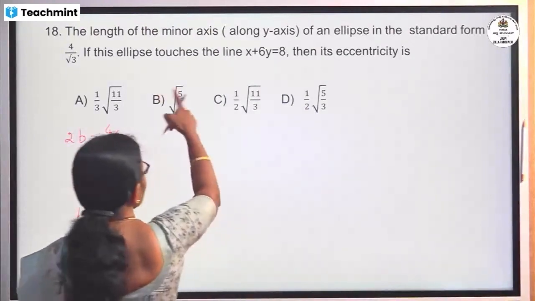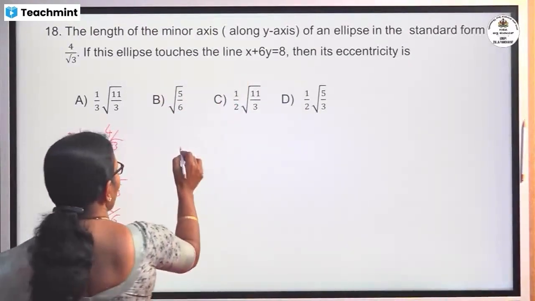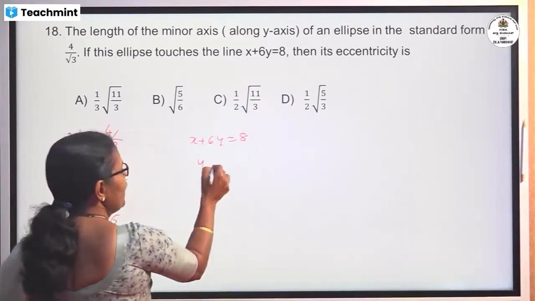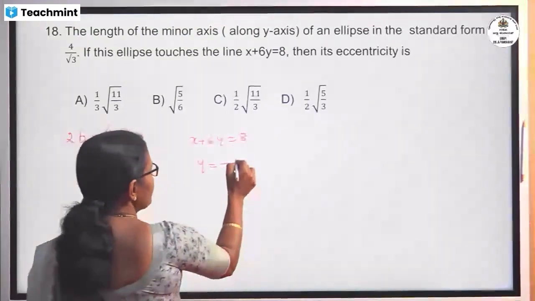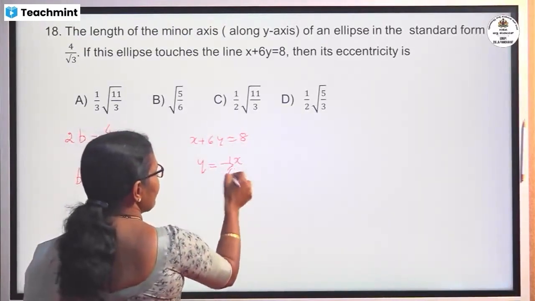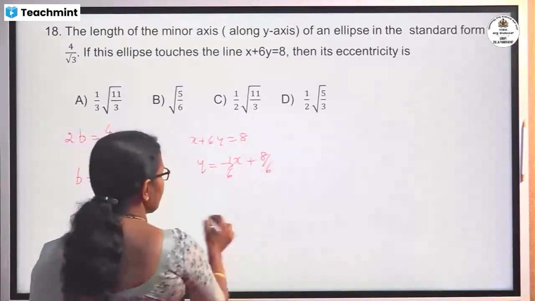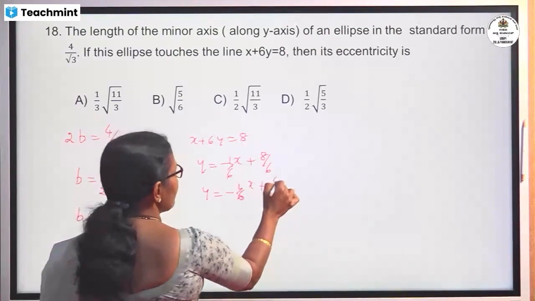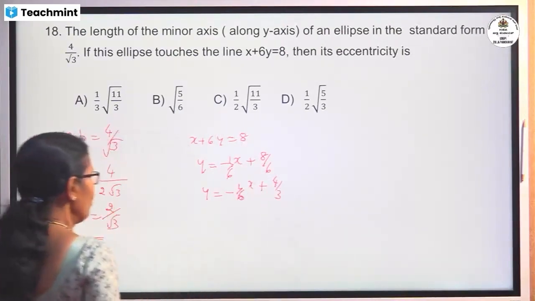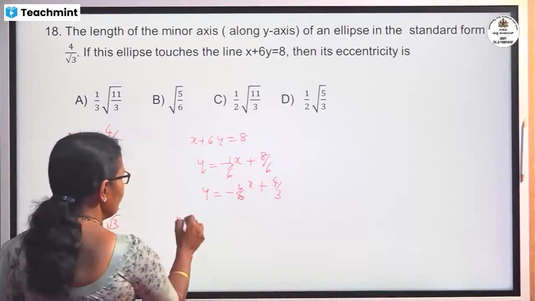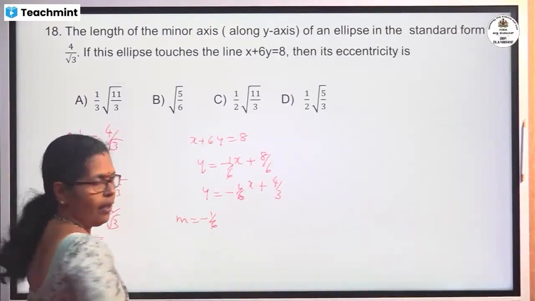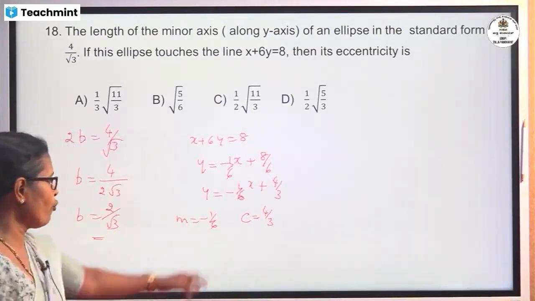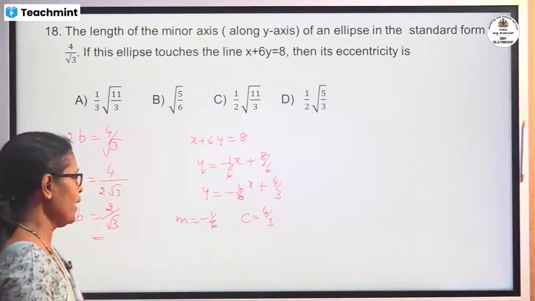So it touches the line x plus 6y is equal to 8, or y is equal to minus 1 by 6 x plus 8 by 6, or y is equal to minus 1 by 6 x plus 4 by 3. Now here m is equal to minus 1 by 6 and c is equal to 4 by 3.